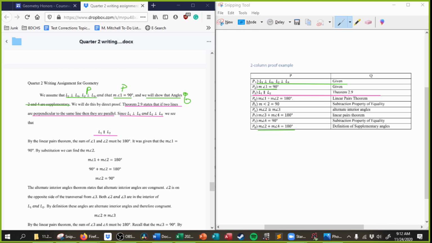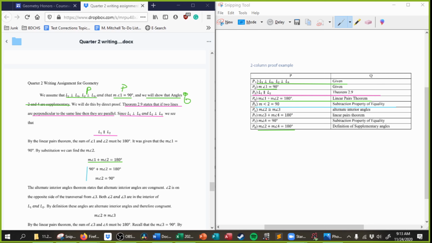Now, I'm going to change colors again just so we can see how each one of these matches up. Next, I said angle 1 plus angle 2 is 180. That's this one. And then all of this to show that. And you can see here, all that I'm not highlighting is just the extra info that tells us stuff like the linear pairs theorem says the sum of angle 1 and 2 must be 180, and it was given that angle 1 is 90, and by substitution we can find angle 2. All of that is said exactly the same way right here in hypothesis 5.